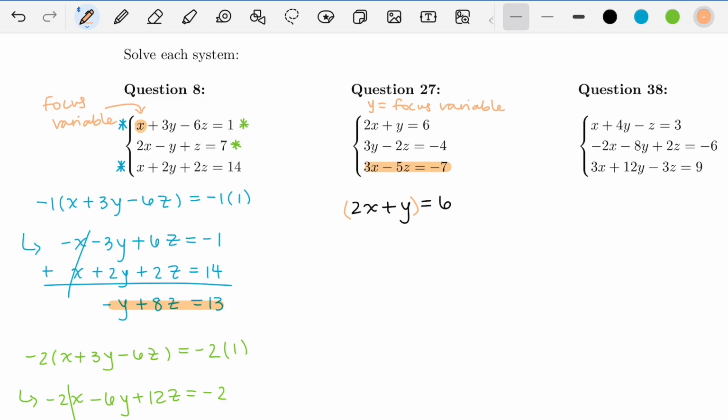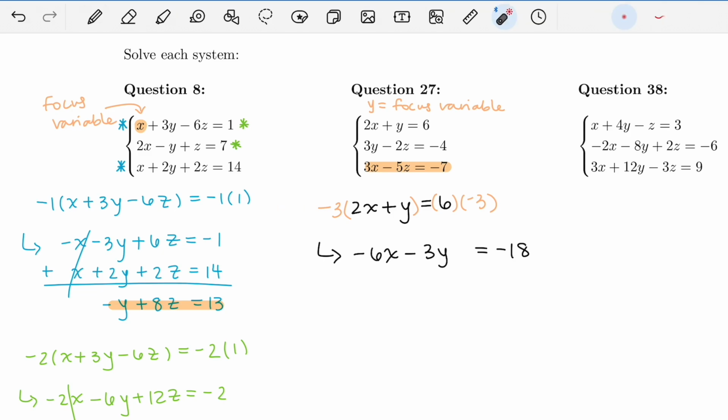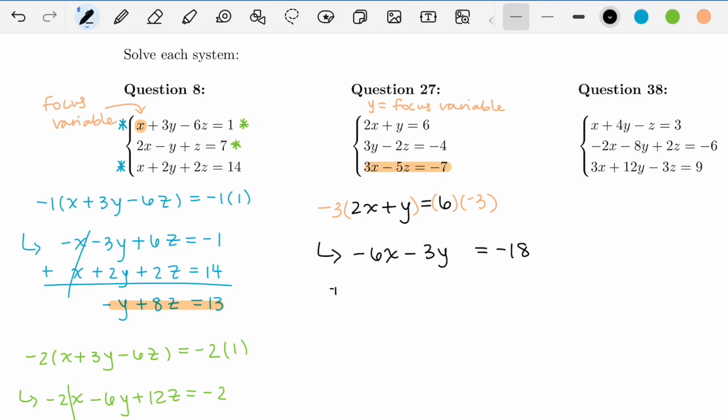So we're going to multiply both sides of this equation by a negative 3. Doing so, I'm going to get negative 6x minus 3y is equal to negative 18. Now I want to add it to this second equation here, using our elimination process to get rid of our variable y. So adding it to this equation here, we have 3y minus 2z is equal to negative 4.